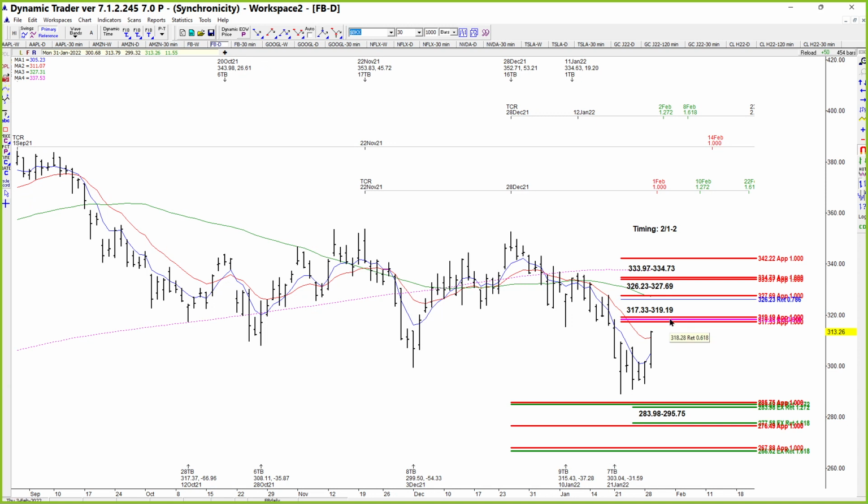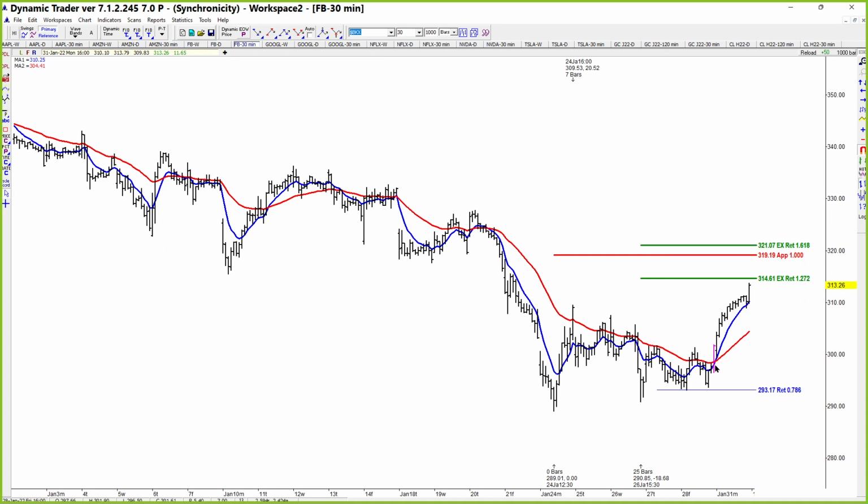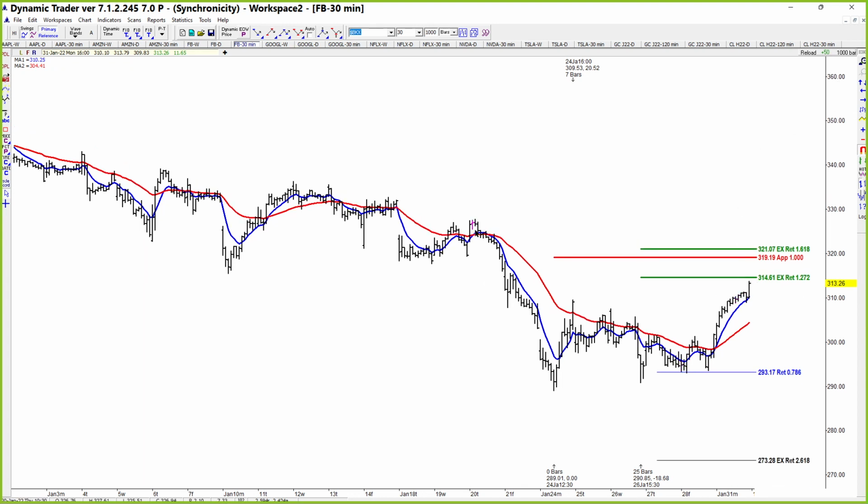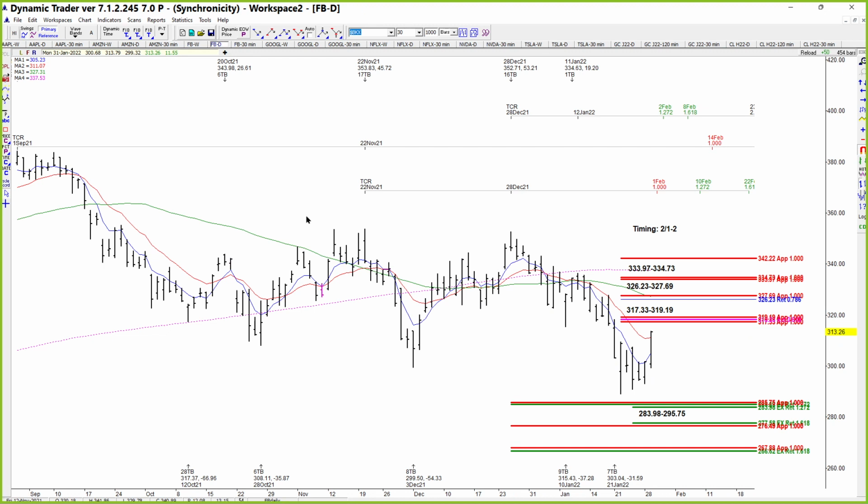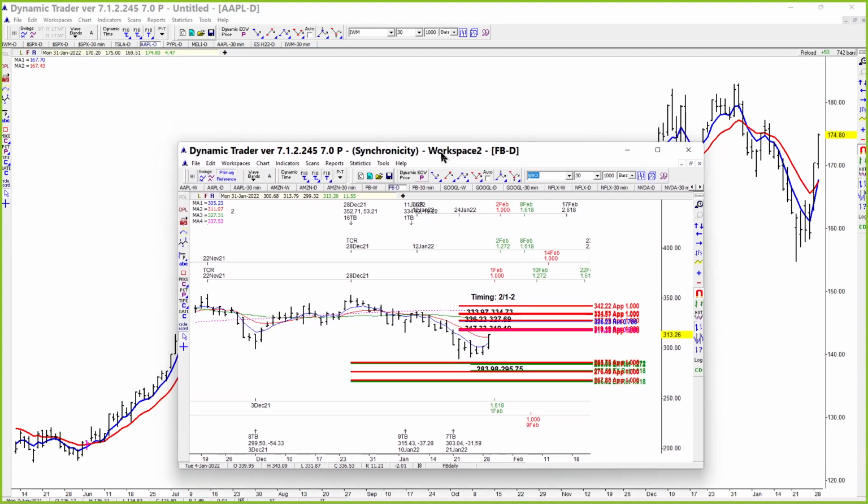So let's say we got up into one of these areas of resistance and notice that the 30-minute chart is in a buy mode. So you wouldn't short it yet. You would wait for the 30-minute chart, if it gets into resistance, and then wait for the 30-minute chart to trigger back to the sell side. Then at that point, you would have both the daily chart and the 30-minute chart in alignment. And that's pretty much what we're looking for.